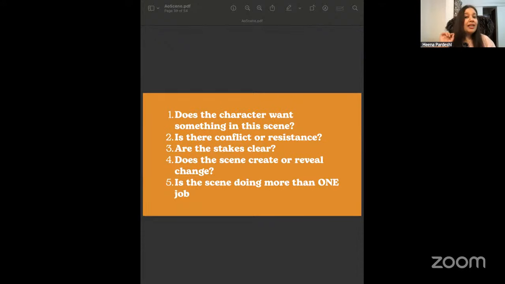The next point is, does the scene create or reveal change? At the beginning of the scene, your character is at point A. At the end, they must be at point B. This shift can be tiny or massive, but it must exist. There are a couple of types of change. It can be a new realization, a new fear, a deeper suspicion, a small victory, an emotional crack, a worsening situation, a relationship shift, a new challenge or a question, or a new revelation altogether.